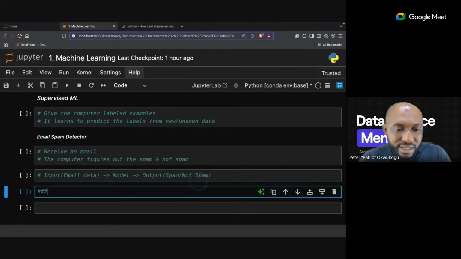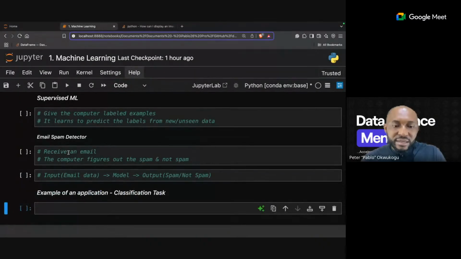So this is an example of an application of supervised machine learning, and this is where we say classification. We call this a classification task. I hope that really works. The example of an application is a classification task for supervised machine learning.